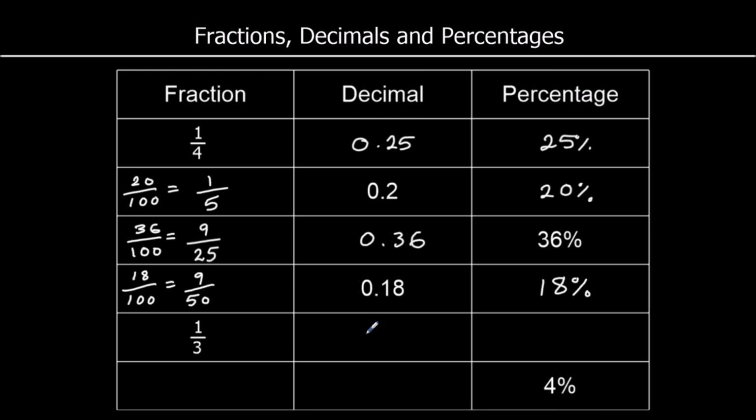1/3. Hopefully that's one you know. It's 0.3333 going on forever, 0.3 recurring as a percentage. So 0.3 going on forever times 100 is 33.3 going on forever percent. And we've got 4%, so as a fraction, 4 100ths. Divide top and bottom by 4 is 1/25th. Or as a decimal, 4 divided by 100 is 0.04.